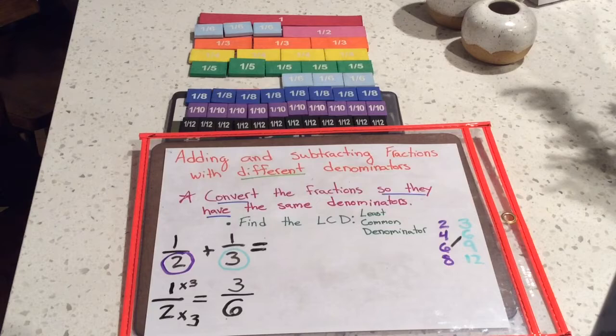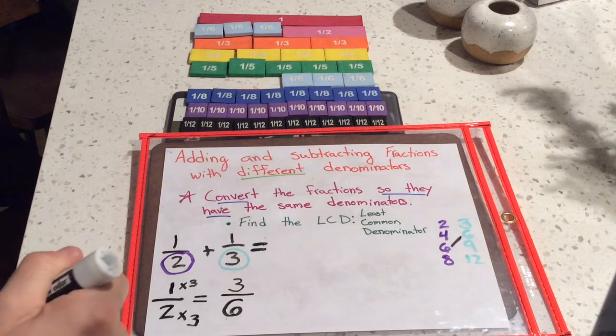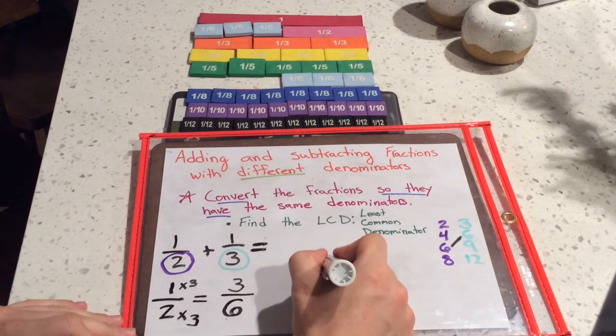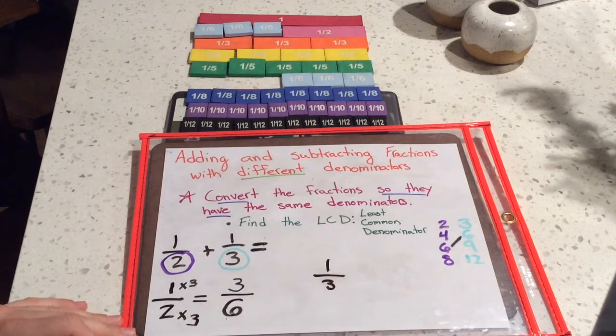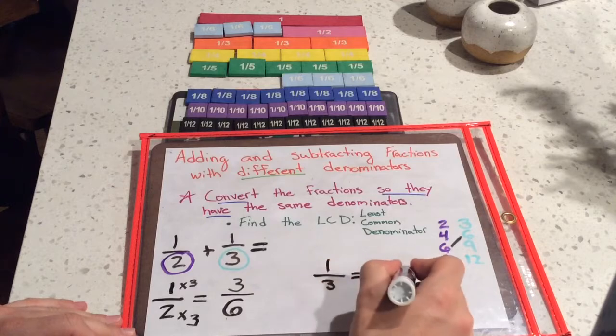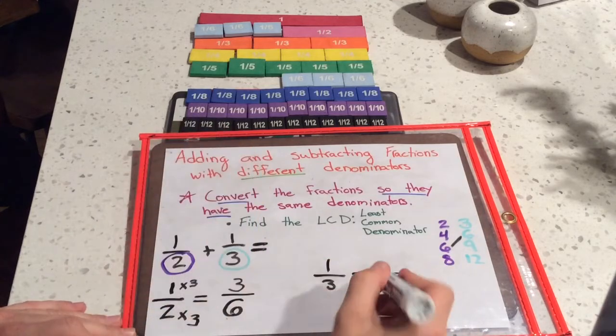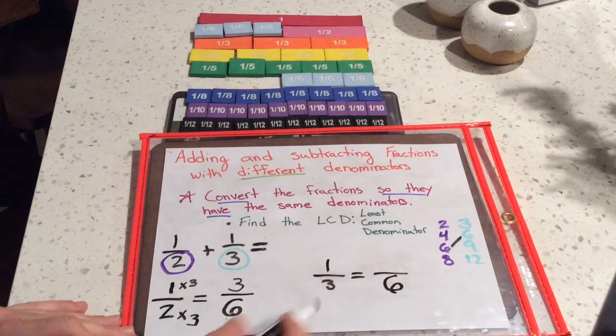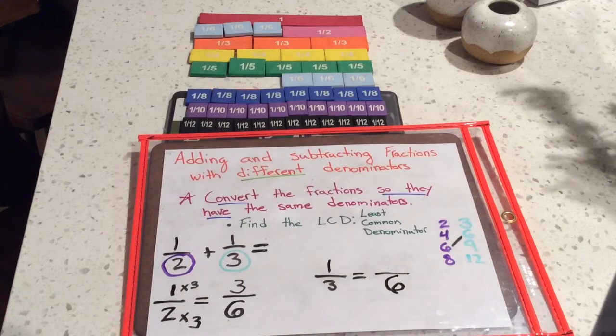So now I'm going to do that same process, but this time with 1/3. So I start with 1/3. I'm going to convert it. I'm going to change the fraction so that it has 6 on the bottom, 6 in the denominator.